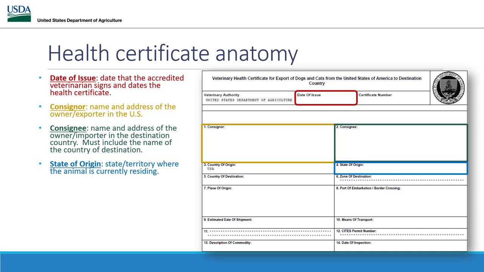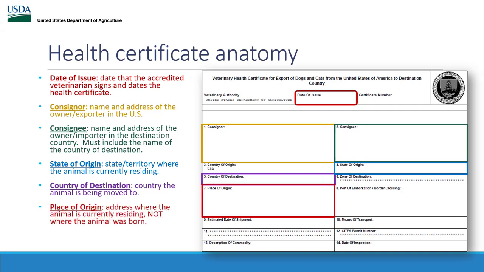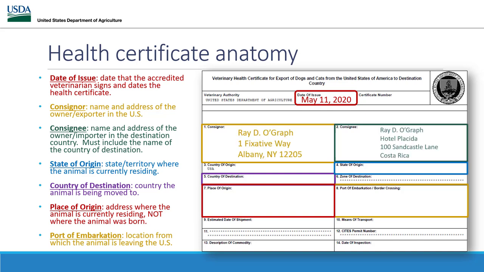State or territory where the animal currently resides, the country of destination, which is the country the animal is being moved to, the place of origin, which is where the animal is currently residing and not where the animal was born, and the port of embarkation, which is where the animal is departing the U.S. from. Putting this all together, this is how a health certificate could be completed for a dog to Costa Rica. I'll wait while you take a moment to look this over.